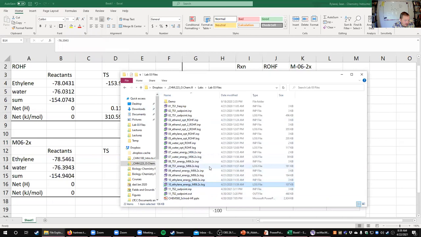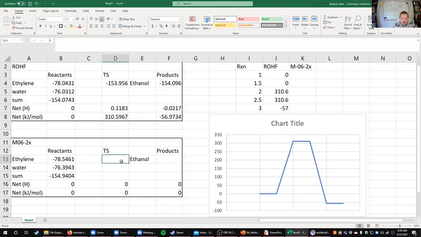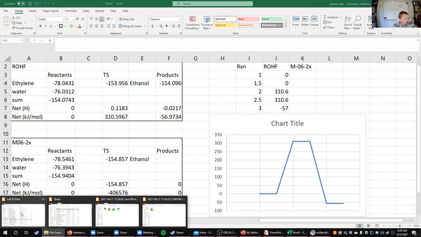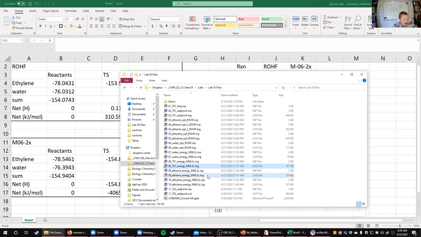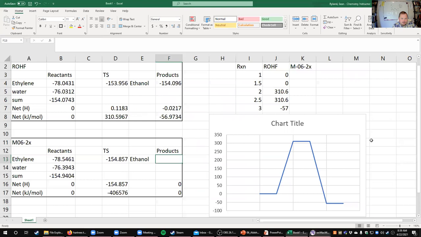And just because now that I've started, I can't stop halfway through this. Transition state energy, -154.8567. And ethanol energy, -154.9714.